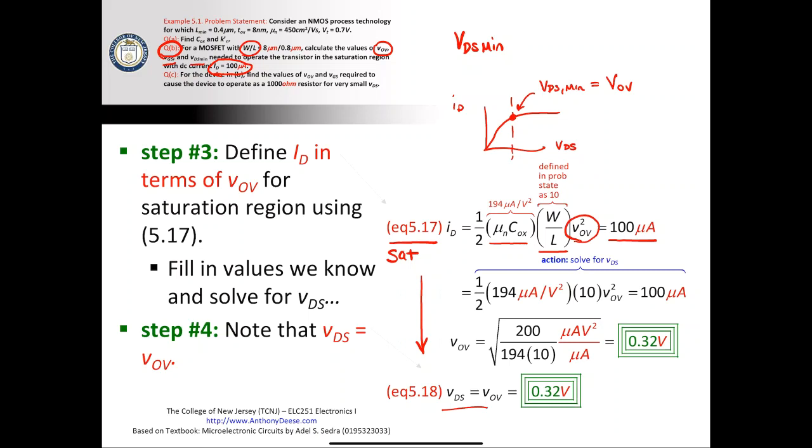And because we're operating at this point right here, we also know that VDS is equal to VOV is equal to 0.32 volts. So this is an important part of this chapter, like any chapter, is being able to decipher what the problem is asking us, and that is always a challenge.